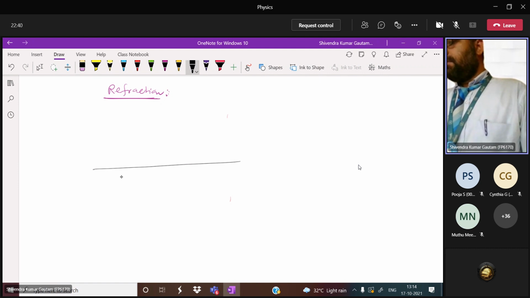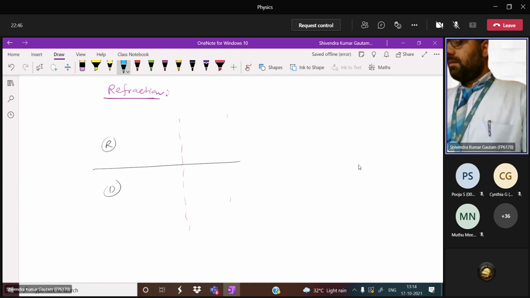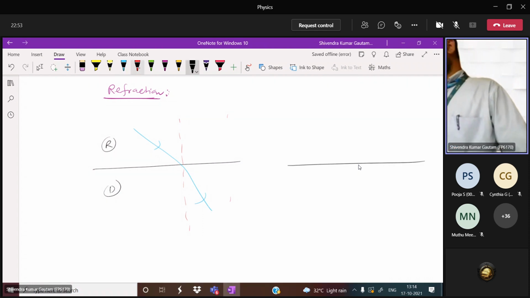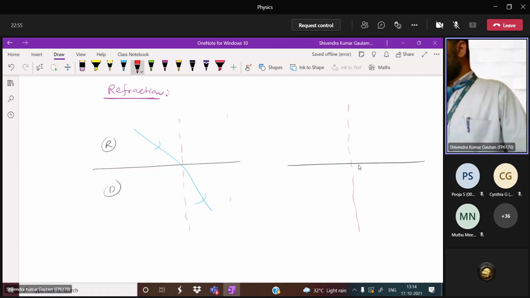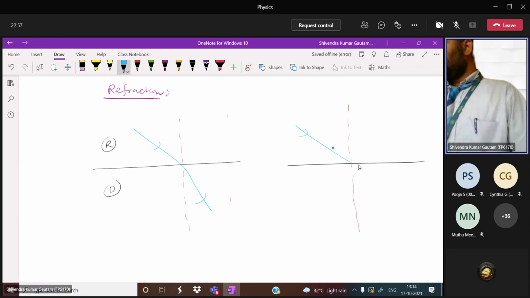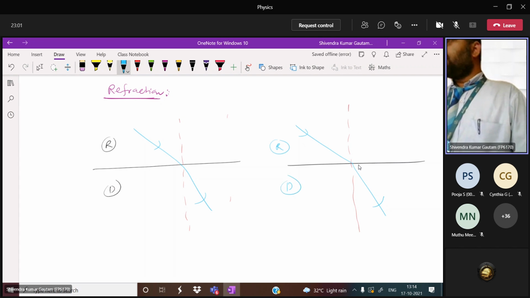This is the rarer medium, this is the denser medium. This is the normal. The ray is incident here, and here it is refracting. Here I am making the second diagram: normal, ray incident and ray reflecting. Rarer medium, denser medium, different mediums are there.